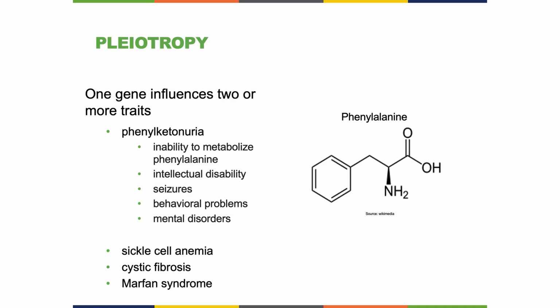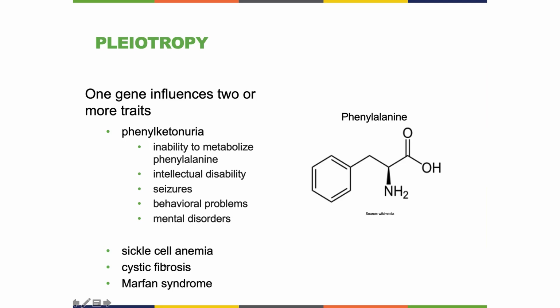Pleiotropy is the opposite of that. This is where one gene influences more than one trait. There are several examples of this that are diseases. Phenylketonuria, which is your inability to metabolize phenylalanine. Phenylalanine is the amino acid that's a precursor for NutraSweet, which is an artificial sweetener used in a lot of diet beverages and diet foods. But there are people who can't break this down. And so they have to make sure they keep this out of their diet, because if they were to have it heavy in their diet, it leads to intellectual disability, seizures, behavioral problems, mental disorders, a whole slew of problems.